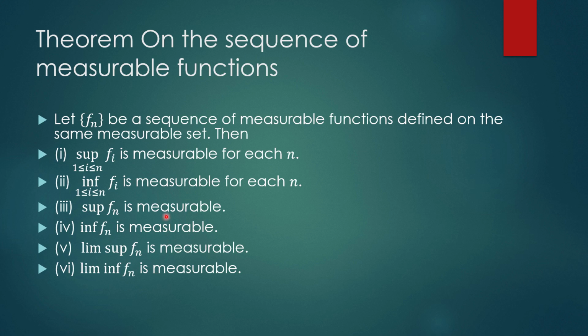So we have already defined all these functions. They are derived from the sequence of functions. So if the members of the sequence of functions are measurable, what about the measurability of these functions derived from the sequence? That is, what about this theorem? The answer is positive. They are all measurable. Okay, so let us see.